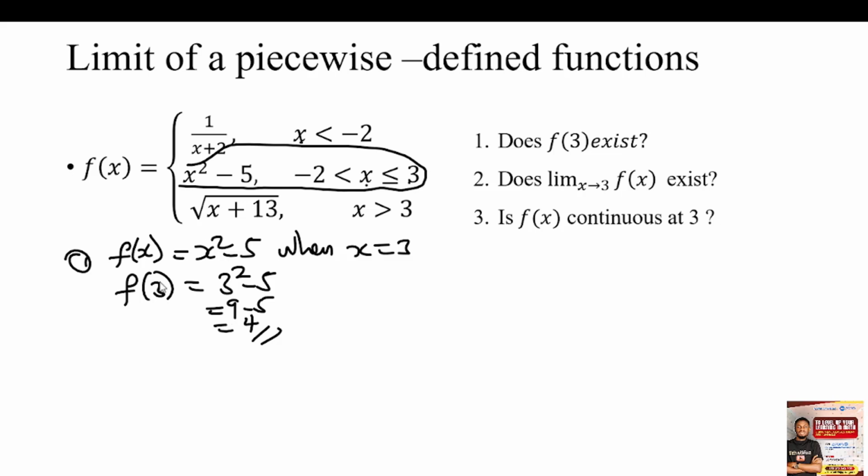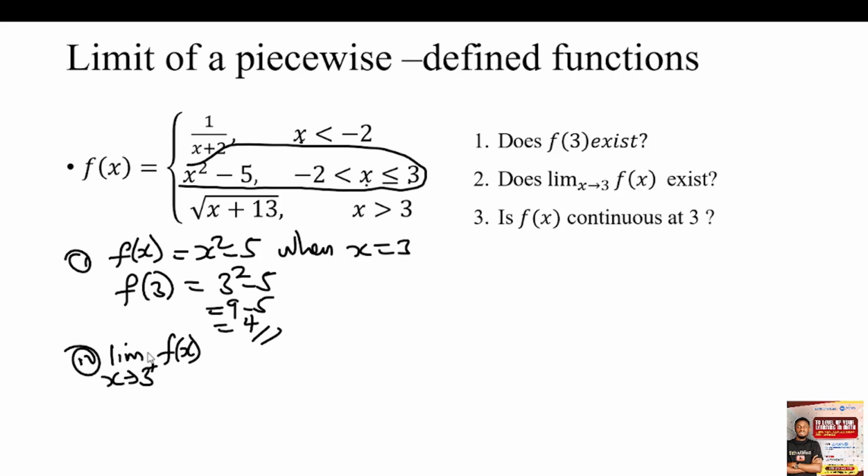Now we check the second question. Does the limit as x approaches 3 of f of x exist? In this case, we first check the limit of the function as x approaches numbers which are slightly greater than 3. As I said earlier, the positive sign at the exponent part of 3 doesn't mean positive 3, but rather it means numbers which are slightly greater than 3.